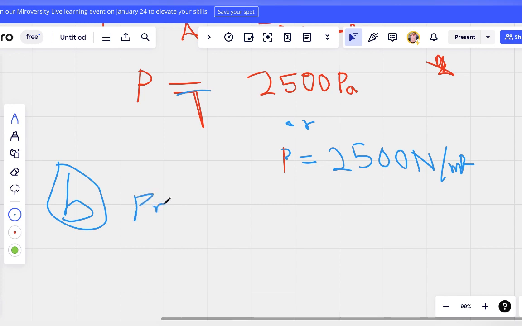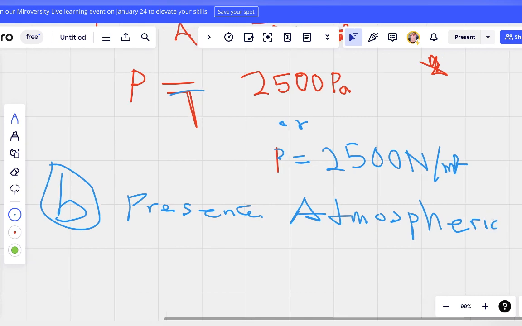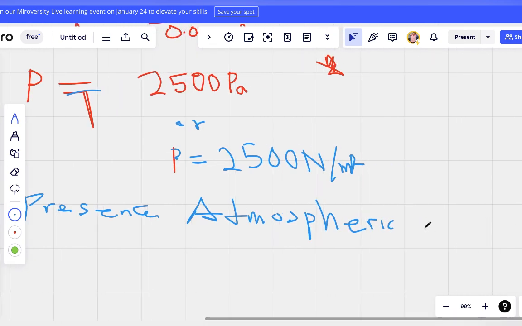I think it's just one mark, right? Presence of atmospheric pressure. Or you can say atmospheric pressure is also acting on the liquid. When you write this, you get that extra mark, because that's why the value will ultimately be greater than the 2,500 that we just calculated.